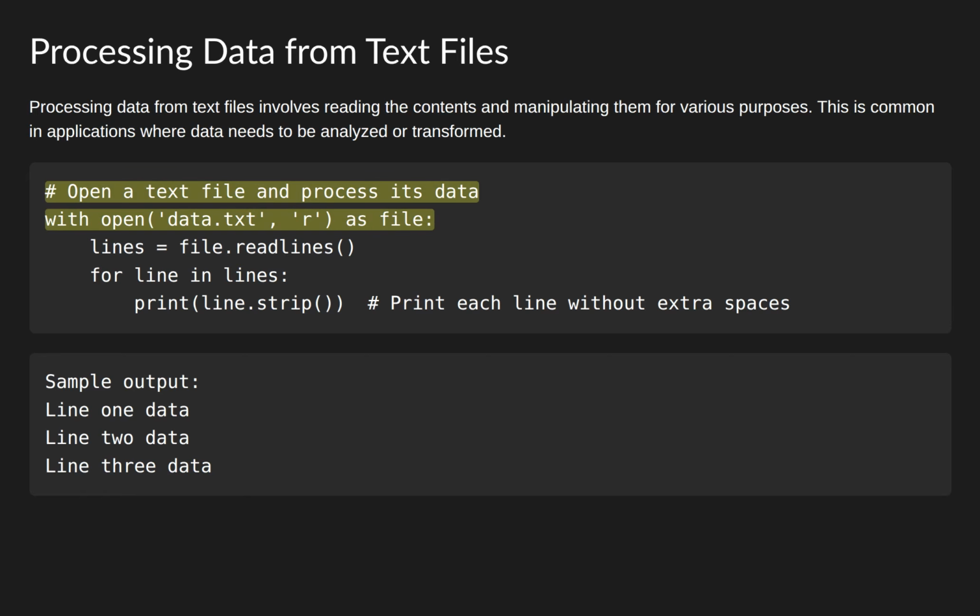Here, we open a text file named data.txt in read mode. The lines are read into a list, allowing us to access each line individually. We then use a loop to go through each line and print it, removing any extra spaces or line breaks at the end. This ensures the output is clean and easy to work with. Sample output: Line 1 data. Line 2 data. Line 3 data.